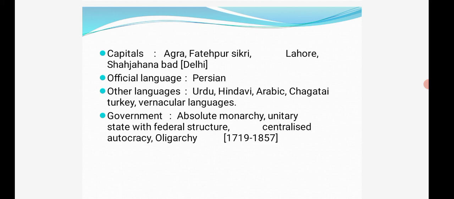Now let's move on to the forms of government. The government of the Mughal dynasty was absolute monarchy. What do you mean by monarchical form of government? It is a form of government in which a person is the head of the state for lifetime or until abdication. In Mughal government, the emperor was the head of the government. He was the fountain of all powers.